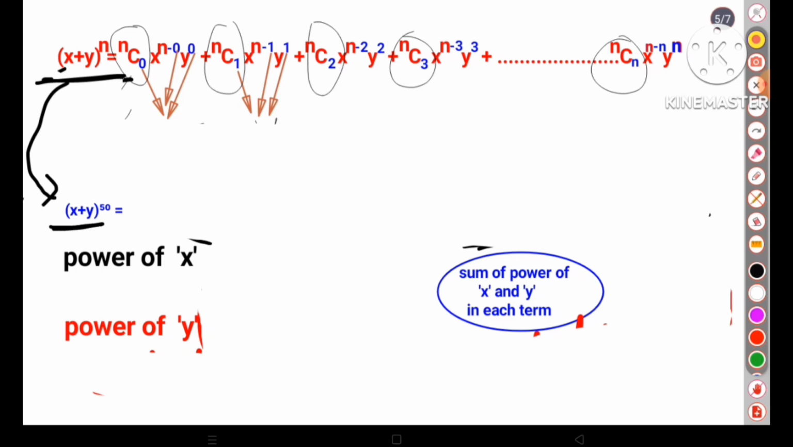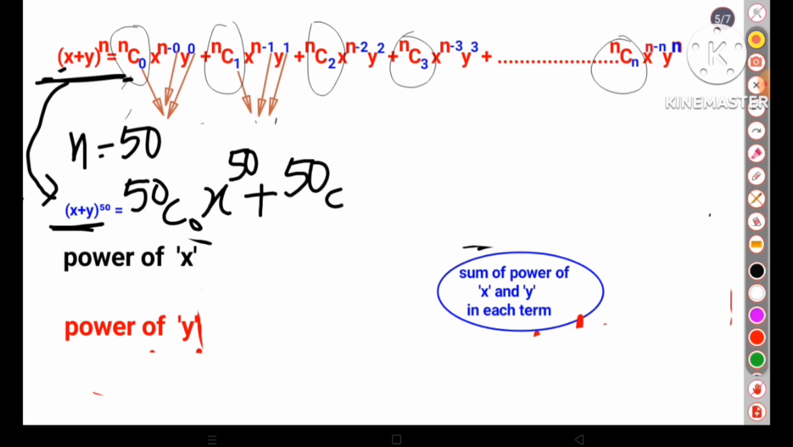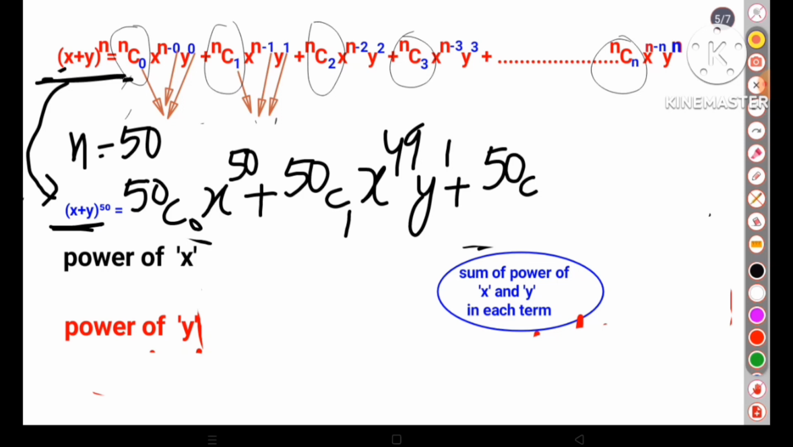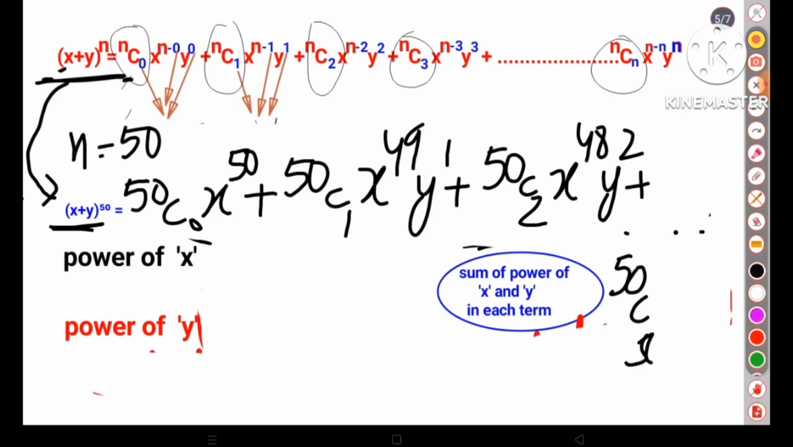For example, (x plus y) raised to the power 50. Here n is equal to 50. So we can write this. The binomial expansion of this expression is 50C0 x raised to the power 50 plus 50C1 x raised to the power 49 y raised to the power 1 plus 50C2 x raised to the power 48 y raised to the power 2, and the last term is 50C50 x raised to the power 0 and y raised to the power 50.